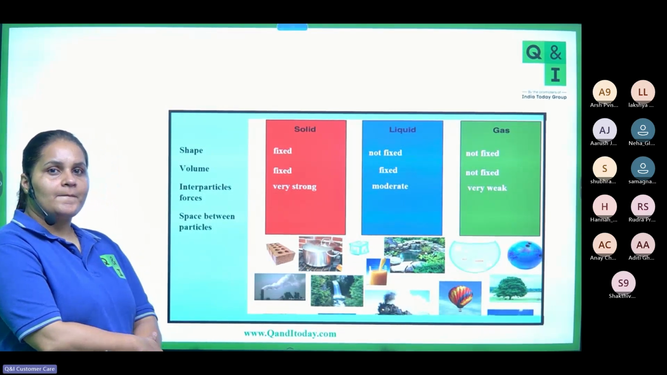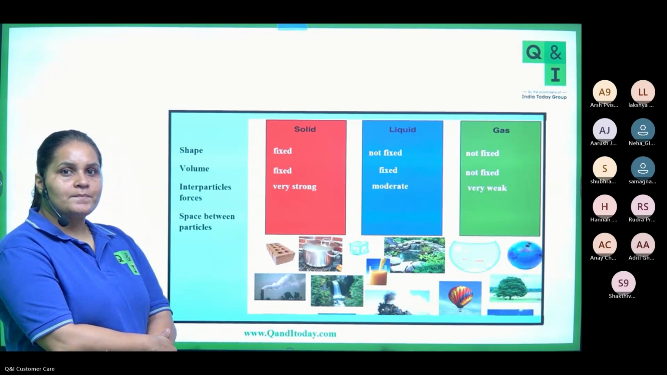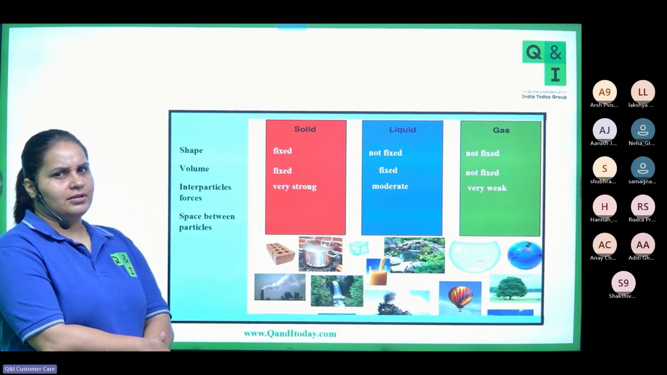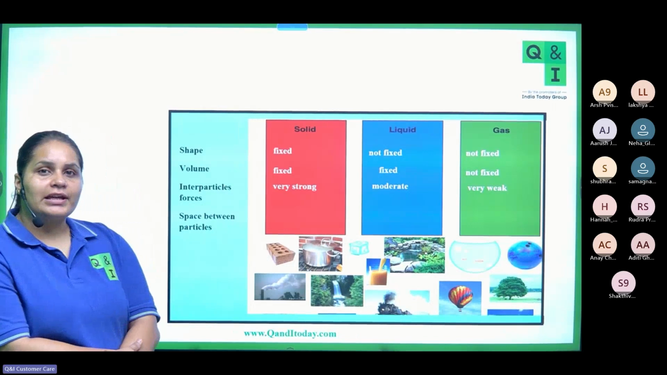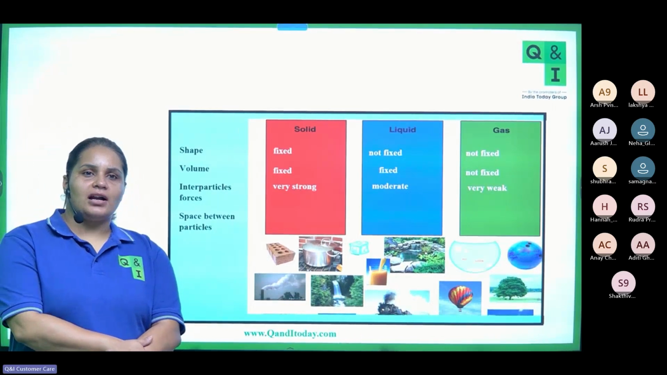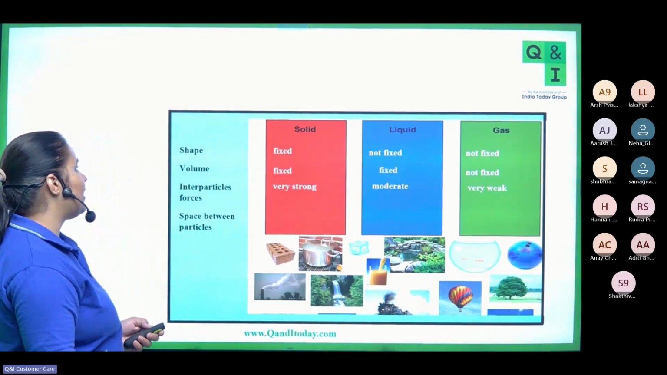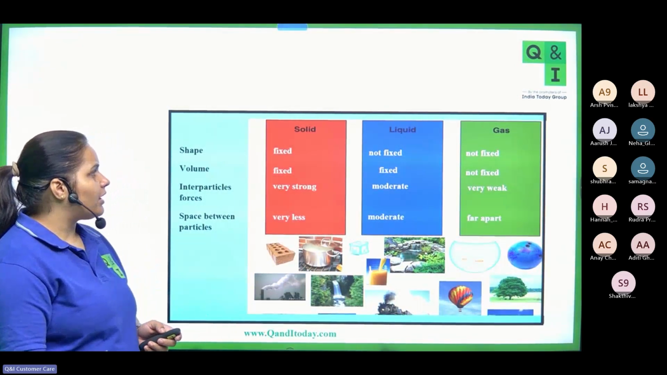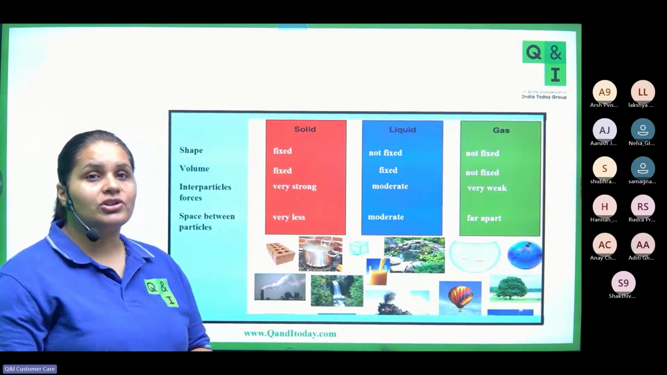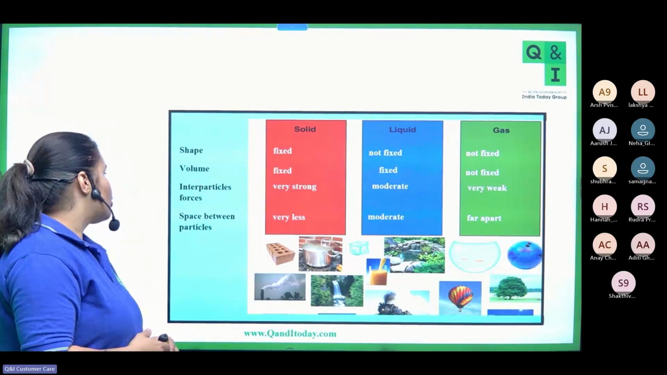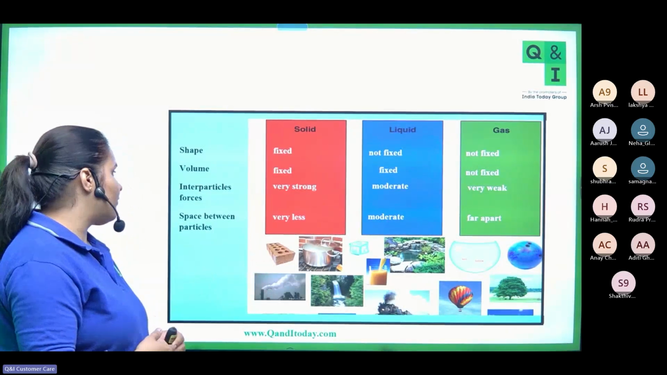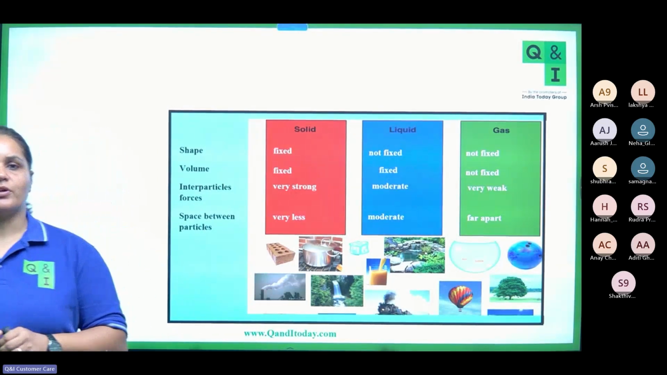Interparticle spaces. Okay, so smallest, right? And in case of gas, they have large spaces. So we can simply say in case of solid, very less interparticle space. In case of liquid, moderate. And in gas, we have very large interparticle space. So please note down, make a table, note down these points. We will follow up with more points. First, note down all these points.